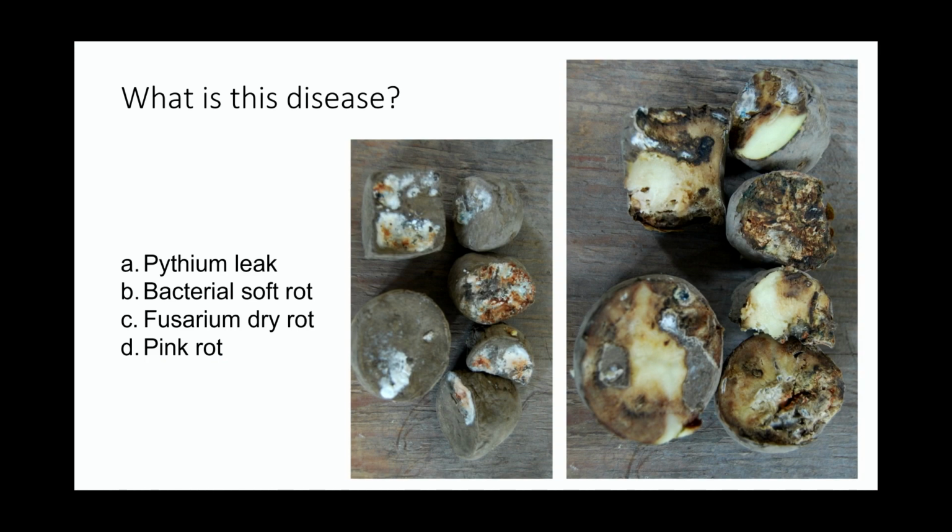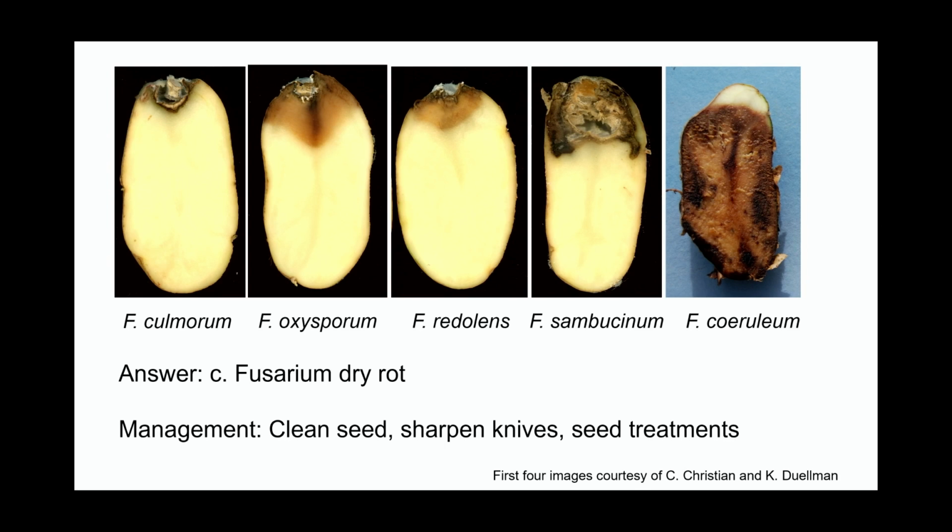You got your answer in mind? This one might have been an easy one. It's Fusarium dry rot. There's actually several different species that can cause dry rot. This is some work that was done by Christy Christian, who was a graduate student at the University of Idaho, working with Kasha Duhlman. They would take potatoes, and these are all russet Burbank, they would infect them with different Fusarium species. And they caused a range of symptoms over here.